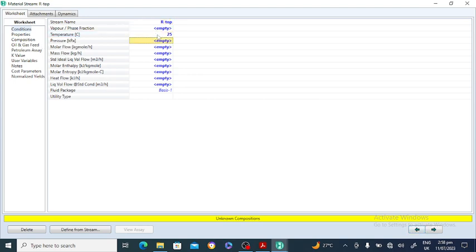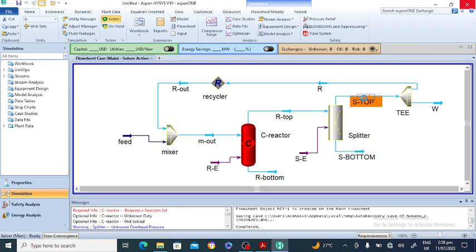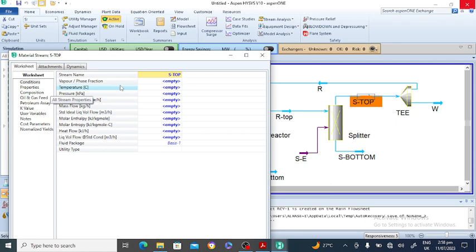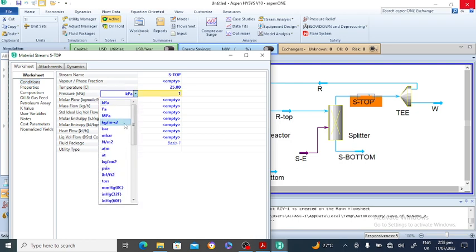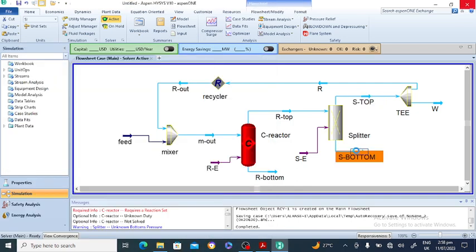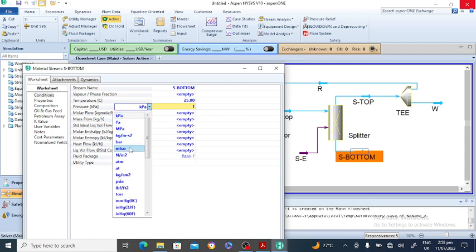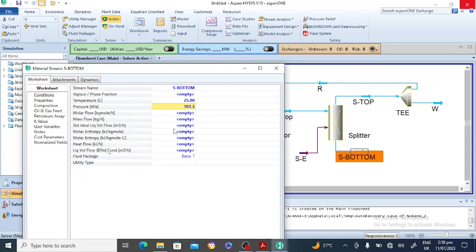25 degrees, the top is 25 degrees and 1 atmospheric pressure, okay. The bottom is also at 25 degrees and 1 atmospheric pressure, okay.